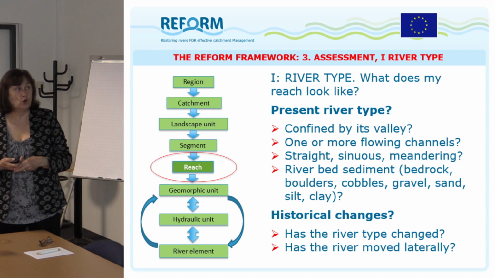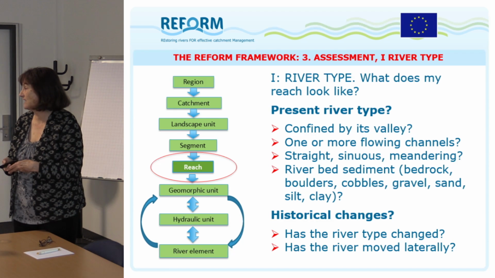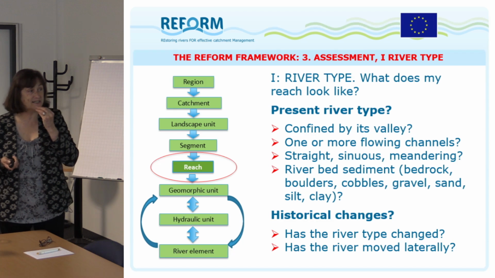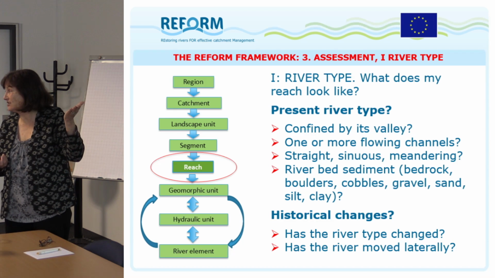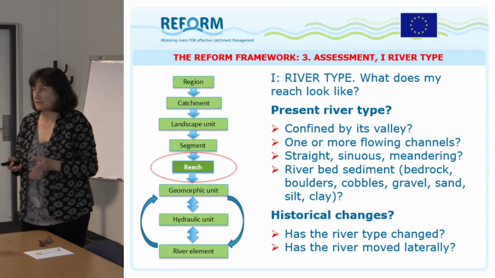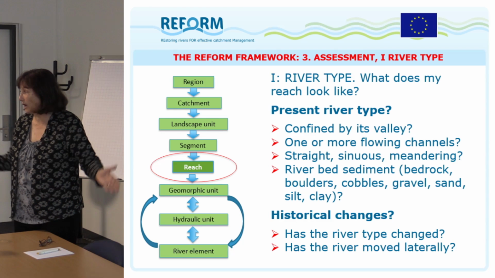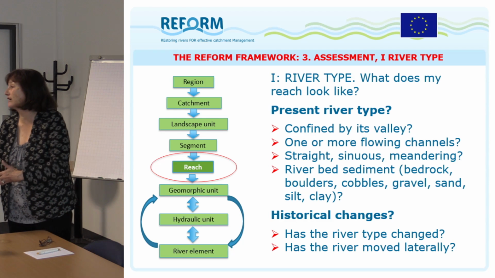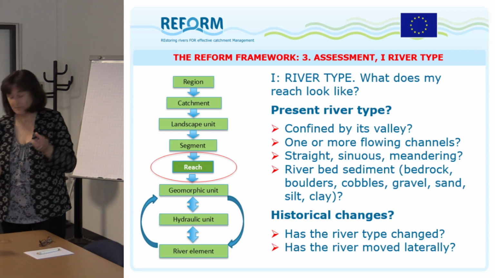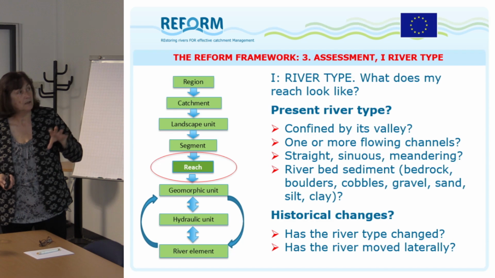We also look at historical information, old maps, air photos, any old topographic surveys if you're lucky enough to have them, and consider whether the type has changed in the past, and whether there's any evidence that even if the type hasn't changed, the river's been moving about. It might be getting wider, it might be getting narrower, it might be migrating. This is the first hint of dynamics. Okay, so we do that at the reach scale.